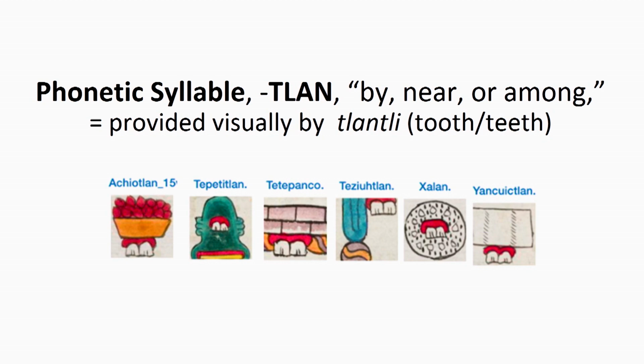Now, similarly, we have tlan from the word tlantli, meaning tooth or teeth. But in all the cases where it's used here and many, many more, it has nothing to do with teeth. It's just to get you to say tlan, that phonetic syllable, which is by, near, or among in place names. So, the place where they have a lot of walls, or the place where it rains a lot, or the place where there's a lot of sand, that kind of thing is what tlan is. And the teeth have nothing to do with it except to evoke that sound tlan.